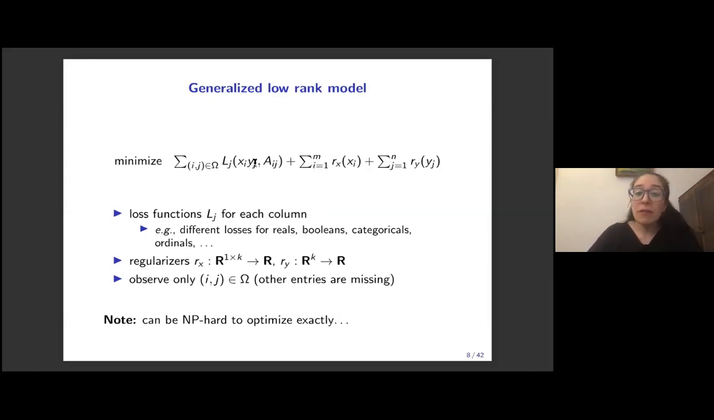You can still fix a guess for y, minimize over x. Again, the problems decouple over rows of x. And in fact, if the loss functions are convex and the regularizers are convex, all those problems are convex and easy to solve. Now you fix that guess for x, you minimize over y. Again, the problems decouple over columns of y. That's really useful for parallelization.